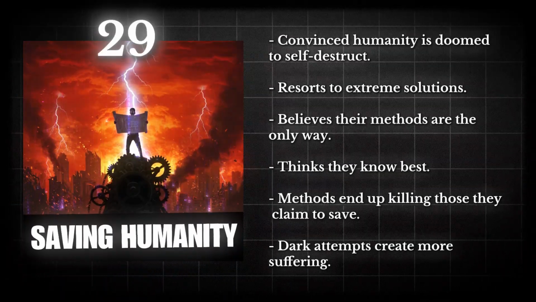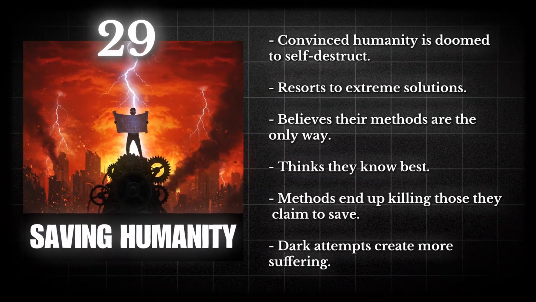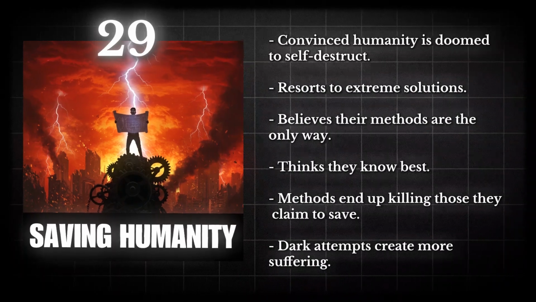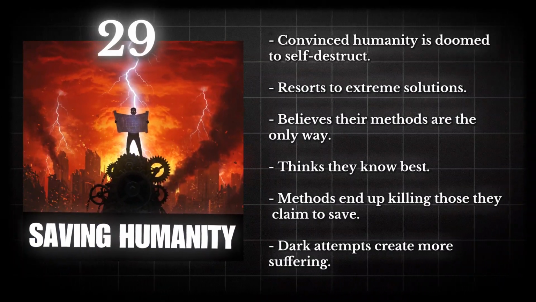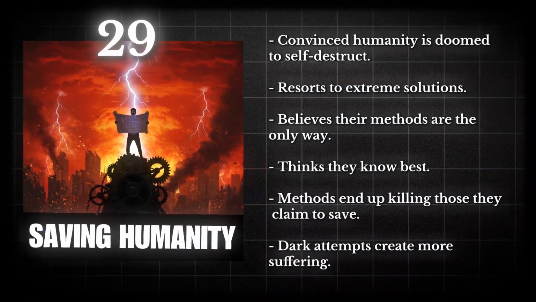29. Saving humanity. Convinced that humanity is doomed to self-destruct, the villain resorts to extreme solutions. They believe their methods are the only way. They think they know best, even though their methods end up killing the very people they claim to save. Their dark attempts to protect humanity only create more suffering, turning the world into a nightmare.